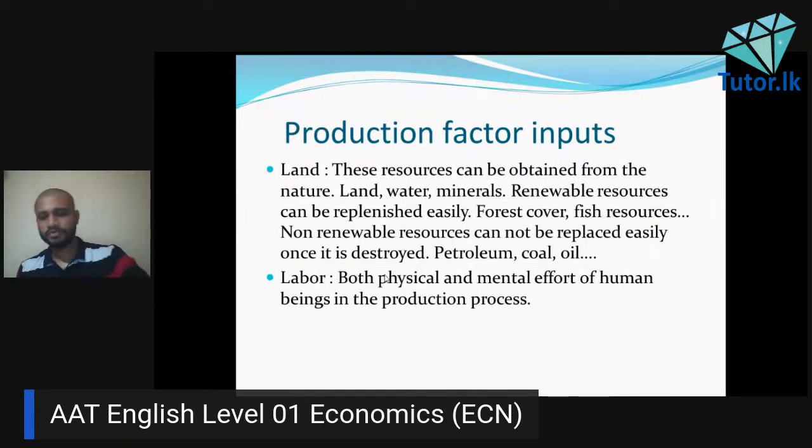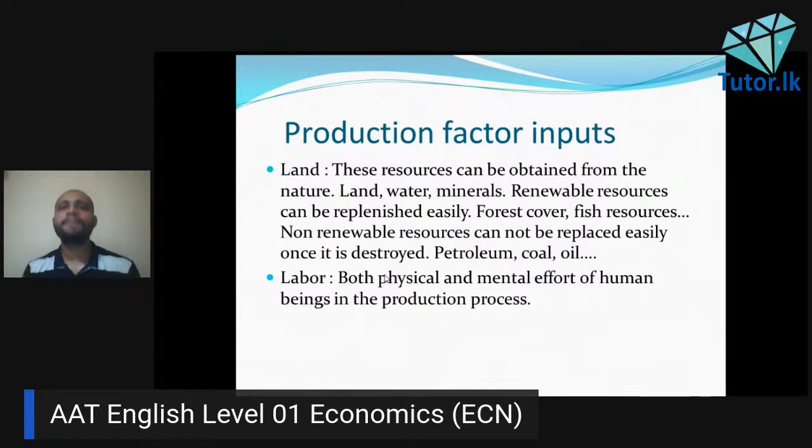Right. So now we will go to the factors of production. These are also called factors of production or production factor inputs. Here we are going to talk about what resources are required for a business to do their process. What resources do they require to carry out their production process? The factors of production are the inputs or resources which will be utilized by the company for the production process.